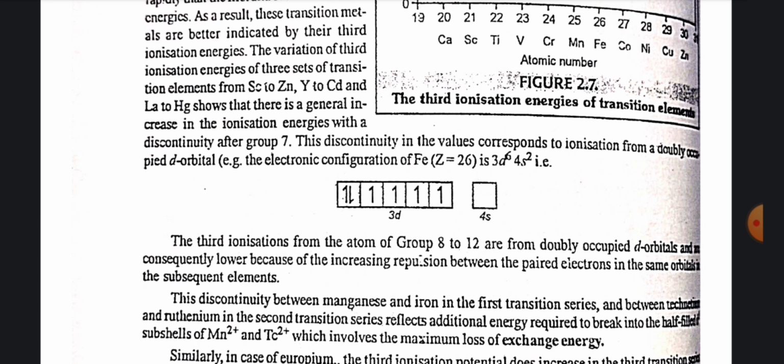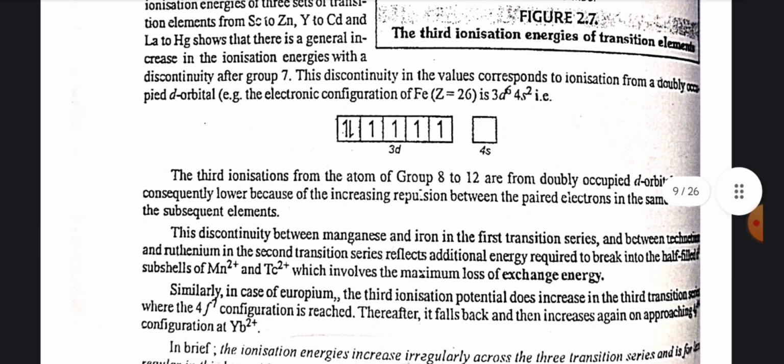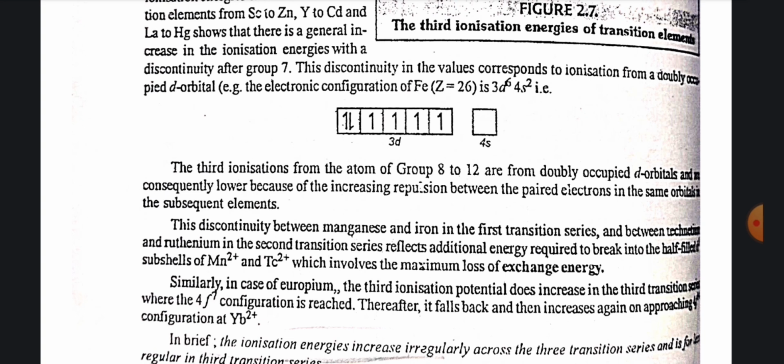The variation of third ionization energies of these sets of transition elements from scandium to zinc, yttrium to cadmium, and lanthanum to mercury shows a general increase in ionization energy with a discontinuity after group 7. This discontinuity in the values corresponds to the ionization from doubly occupied d orbitals.